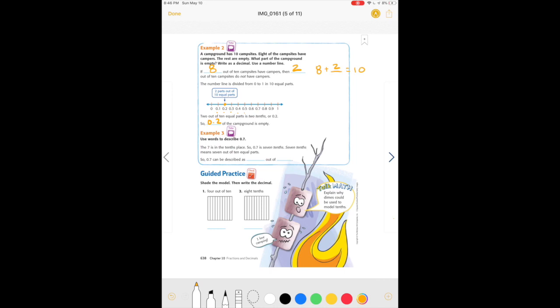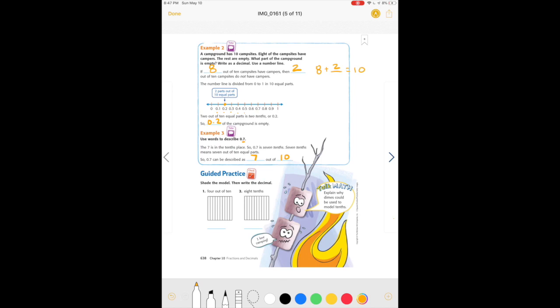Example 3, use words to describe 7/10. The 7 is in the tenths place, so 0.7 is 7/10. 7/10 means 7 out of the 10 equal parts. So 0.7 can be described as 7 out of 10.